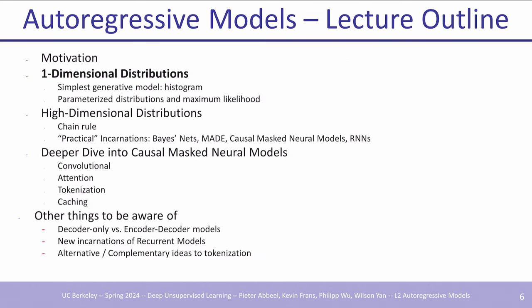So here's how we'll go through this. We'll first look at one-dimensional distributions. Then we'll take the step to high-dimensional distributions. And then we'll do a deeper dive into the current most popular type of autoregressive models, which are the causal masked neural models. And pretty much the entire second half of the lecture will be on that. But the other models, I think, could be relevant in the future and can also give us a building block to understanding the ones that matter the most today.